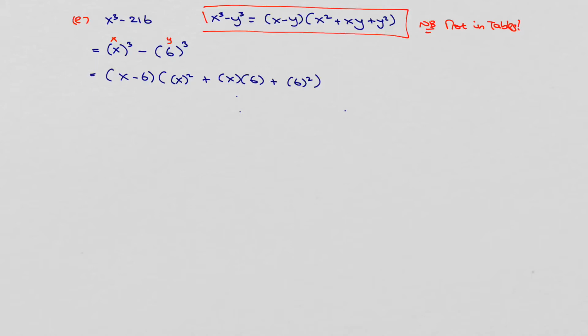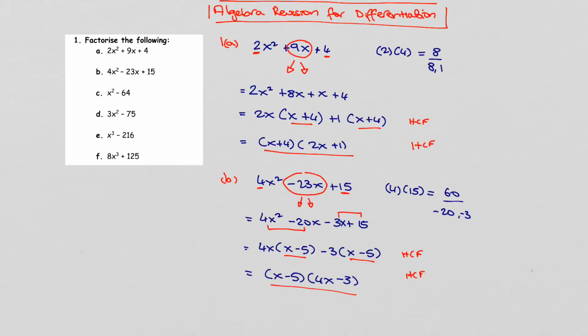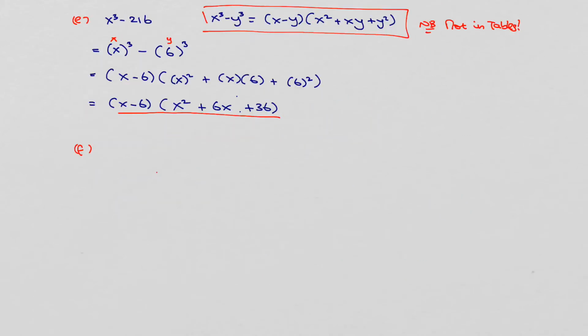So let's simplify out that bracket. So we have x minus 6 times x squared, which is just x squared, x times 6, which is 6x, plus 6 squared, which is 36. And this is x cubed minus 216 fully factorised. Okay, so our last factorising there then is f, which is 8x cubed plus 125. So if we write that out, we have 8x cubed plus 125.